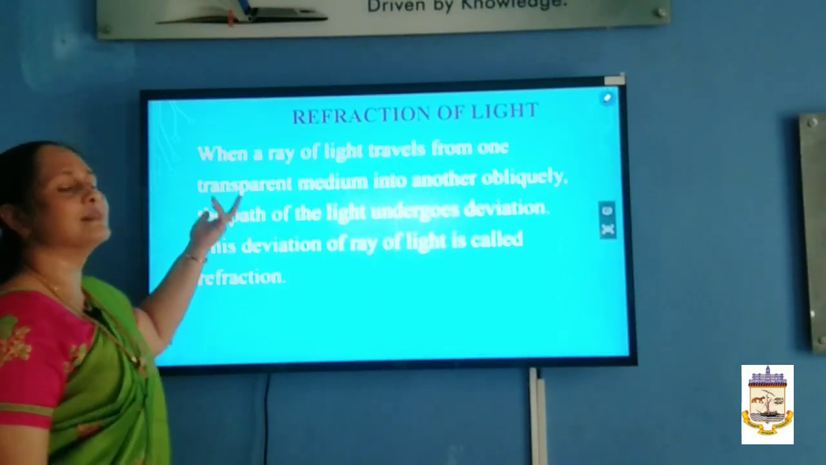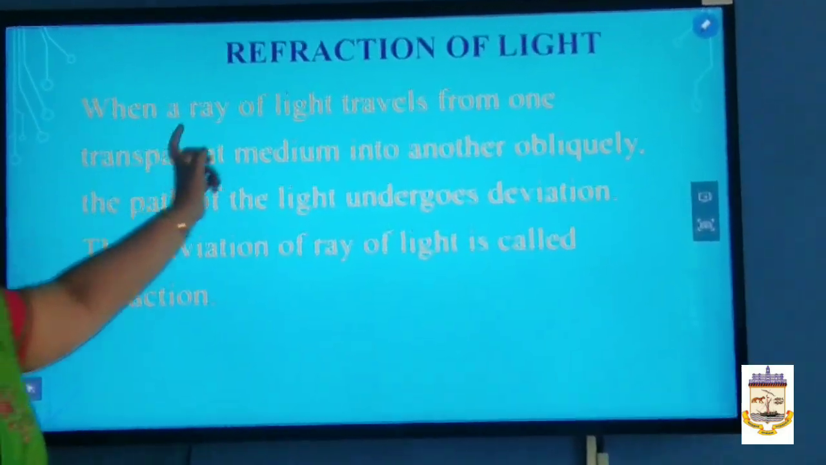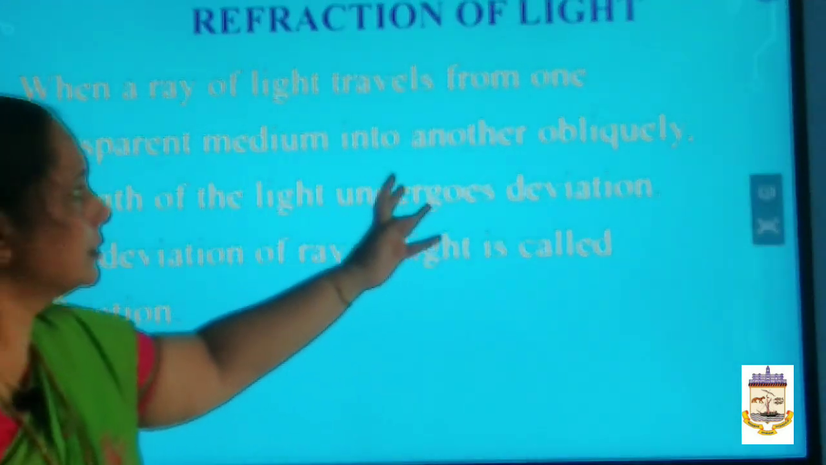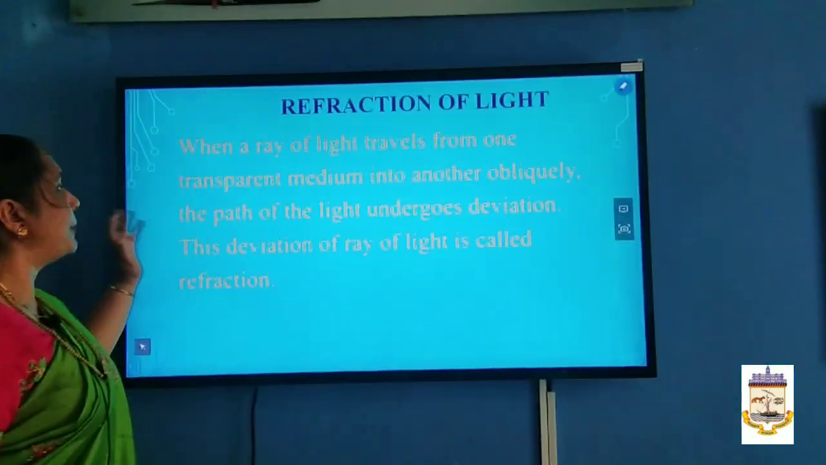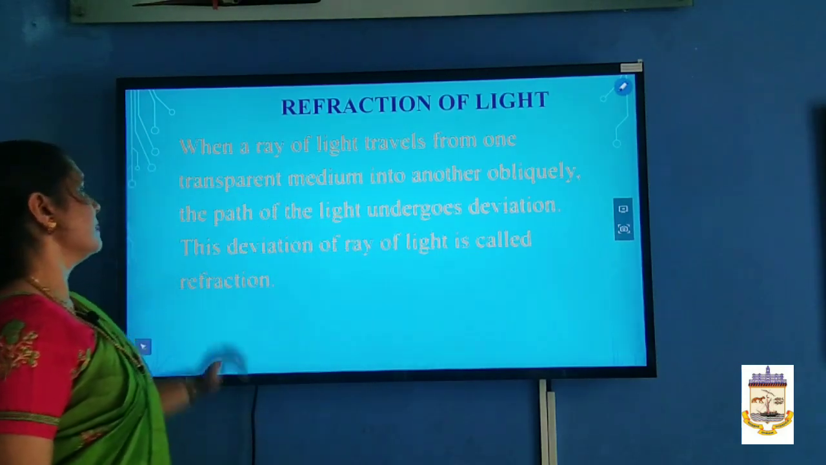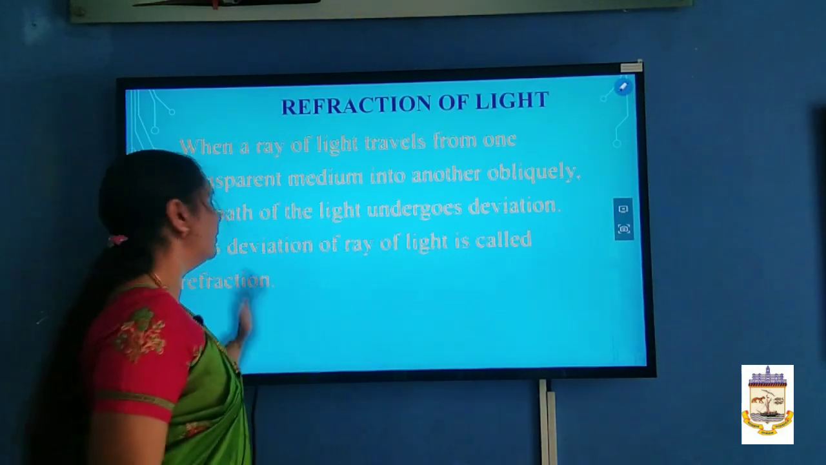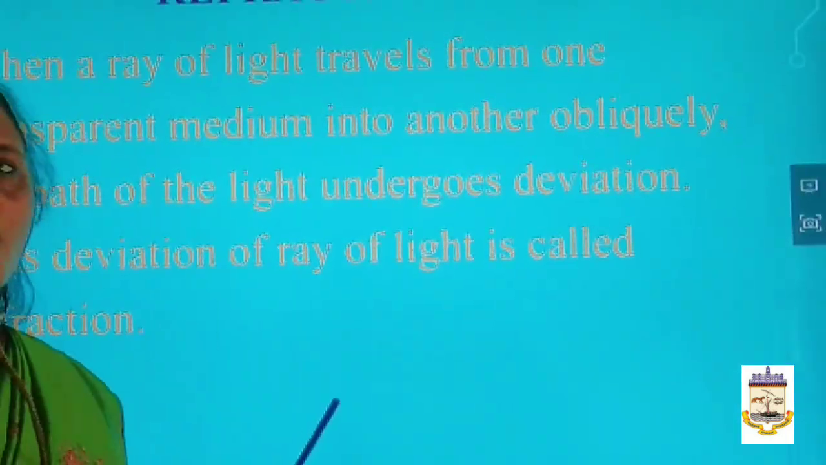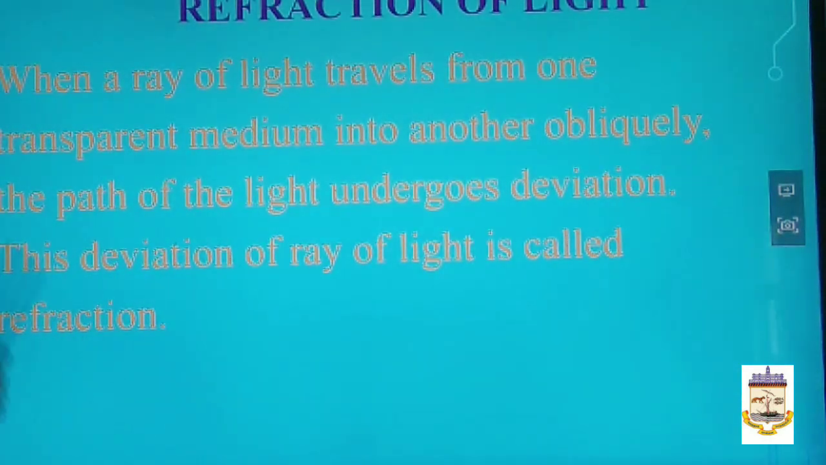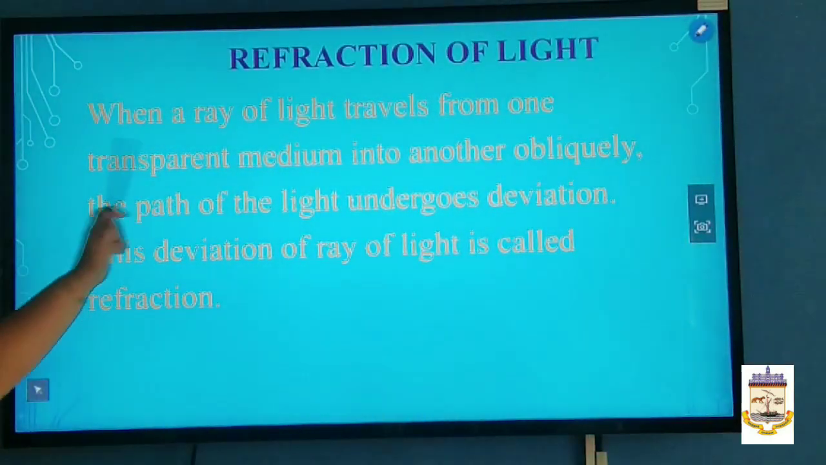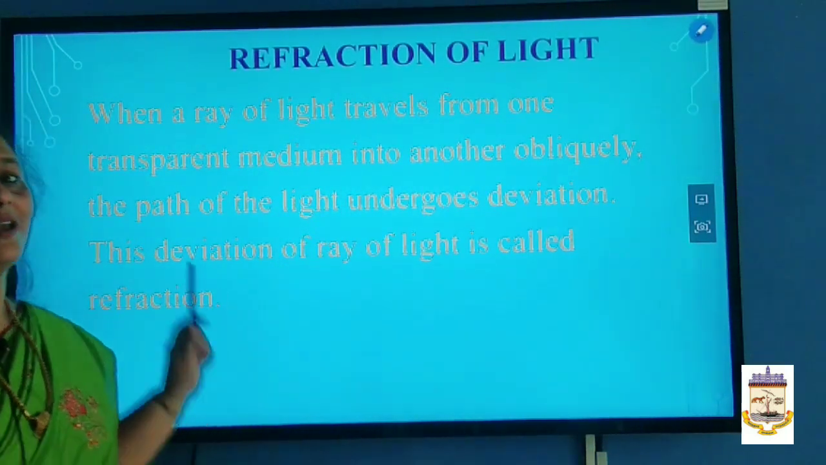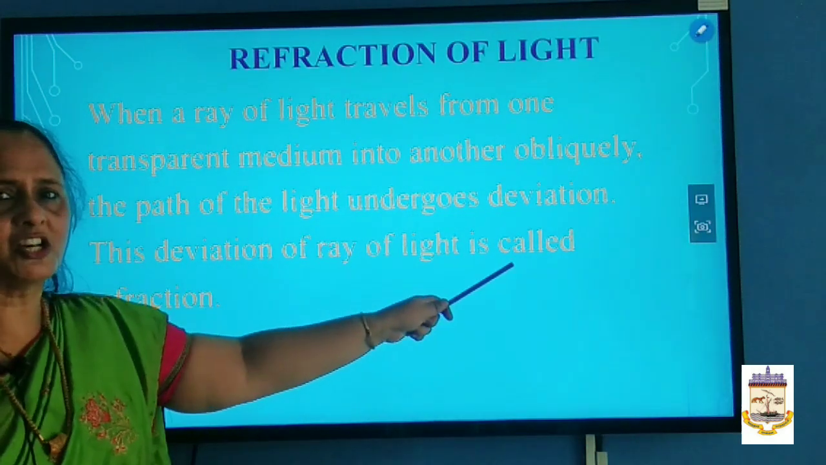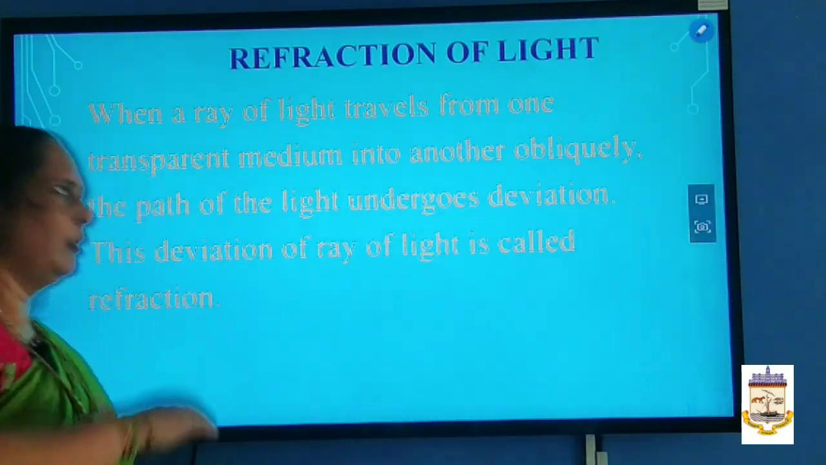Let's see what is refraction. When a ray of light travels from one transparent medium into another obliquely, the path of the light undergoes deviation. This deviation of the light ray is called the refraction. Let's explain. What do you mean by the transparent medium? When it travels from one material to another material. Clear? Medium means some material. Obliquely means incident at an angle. Clear? And the path of the light undergoes deviation means it changes its direction.